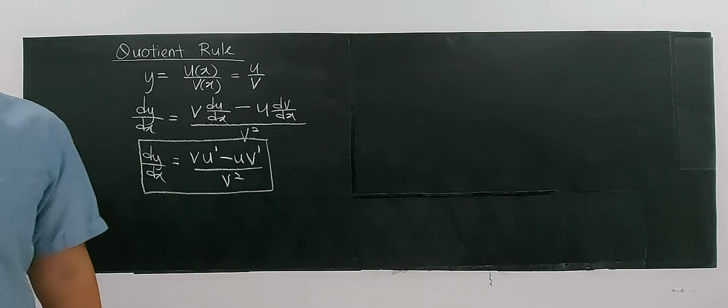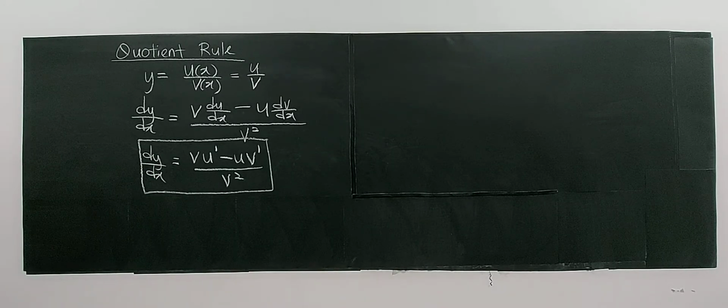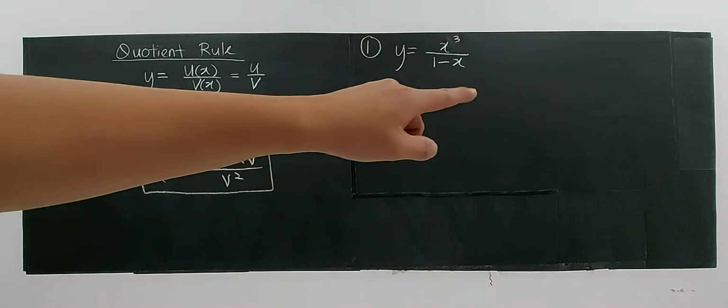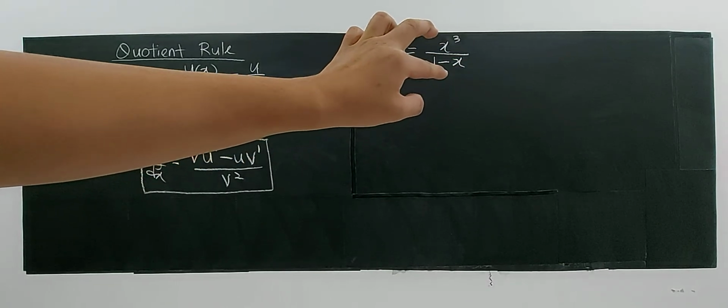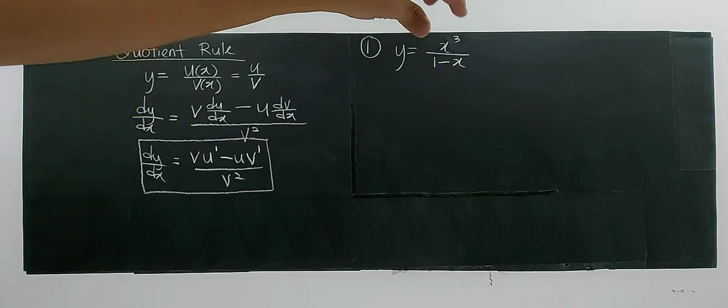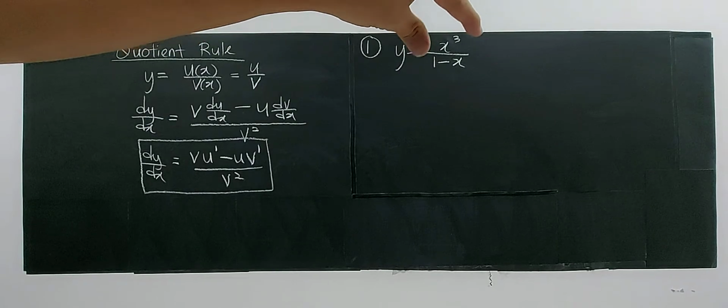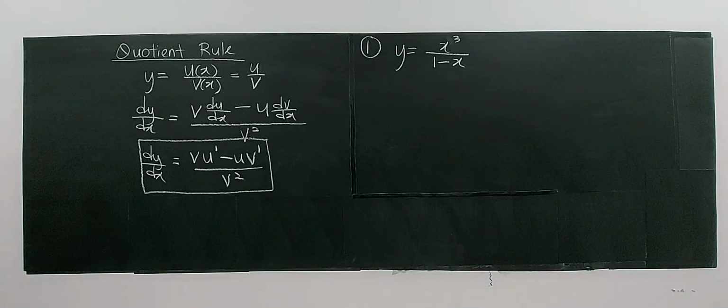Alright, so how do we use this quotient rule? I'm going to show you in the next example. Alright, let's look at this example here. This is a quotient, a rational function: x cubed divided by 1 minus x.